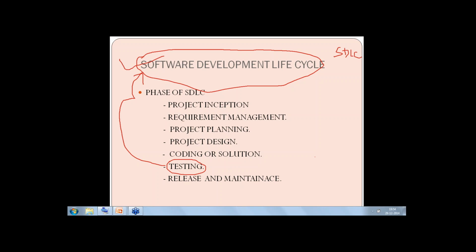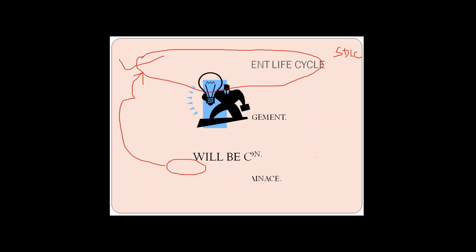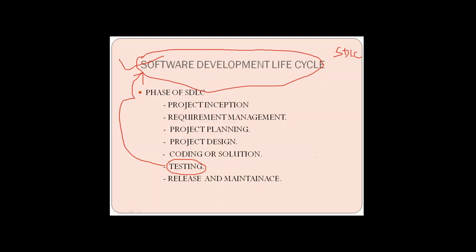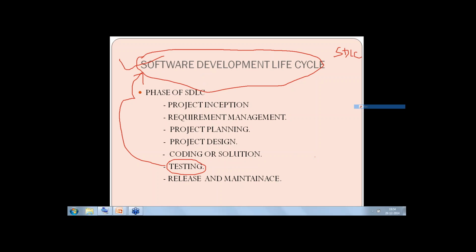Now, there are certain phases of your software development life cycle. What are these phases? You have inception of the project, where in this particular phase you try to get the project. Okay, that is called inception. Then after you get the project, you have to get the requirements of the project. You have to understand the requirements of the project that you have got. After you have understood the requirements, you need to do planning for the project.